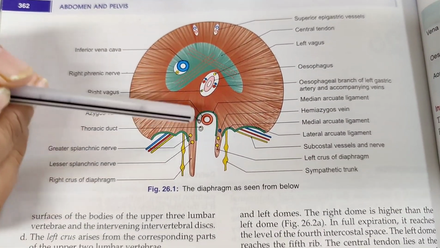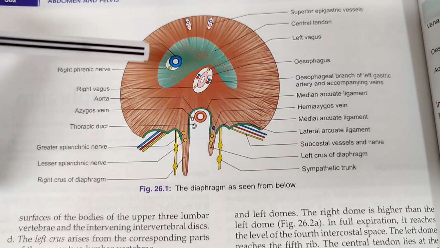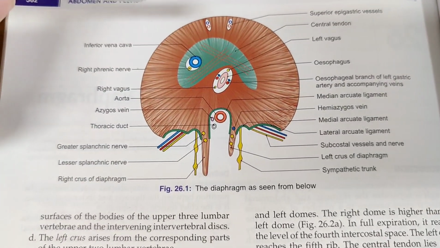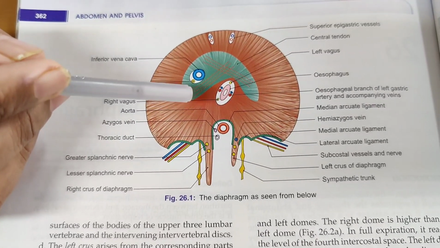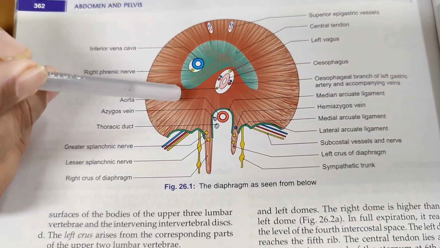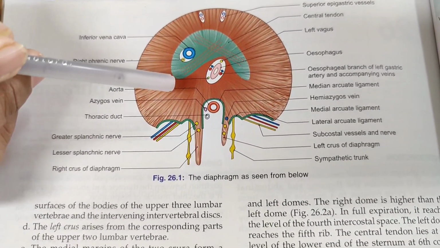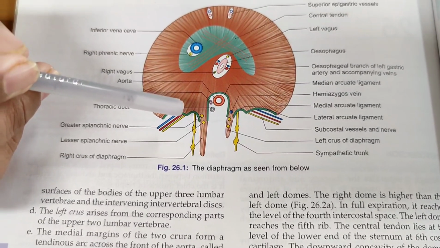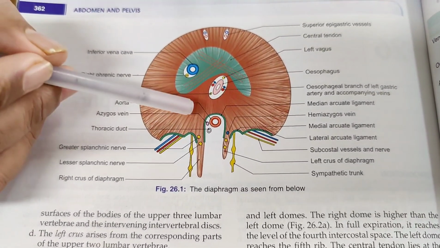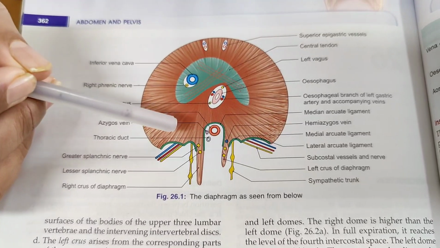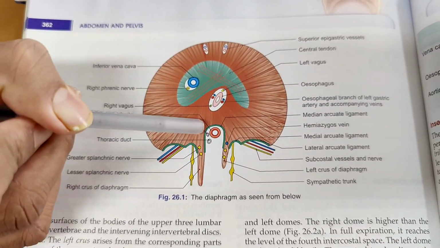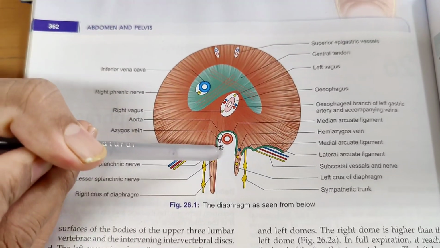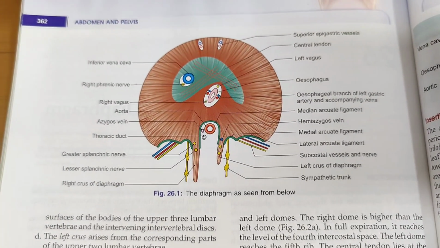Now the last major opening is the aortic opening. It is situated in the posterior part of the diaphragm, just in front of the 12th thoracic vertebra. So it is also known as the osteoaortic opening, and its shape is rounded. Structures passing through it are the aorta, then the azygos vein and thoracic duct. These three structures we have to remember.